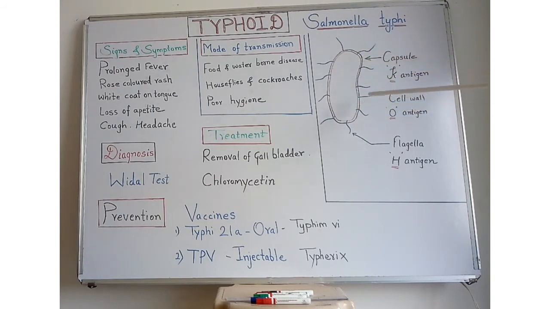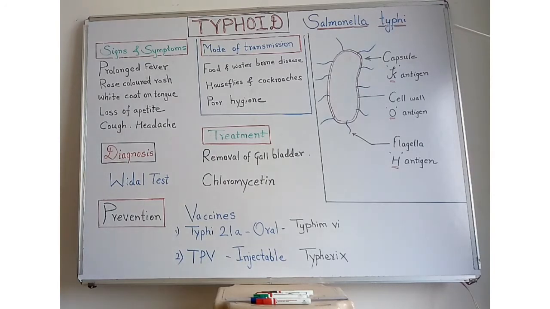Salmonella typhi is a gram-negative bacteria. The difference between gram-positive and gram-negative bacteria is, in gram-positive bacteria, the cell wall is very thick and is made up of peptidoglycan, whereas in gram-negative bacteria, the cell wall is thin and is made up of peptidoglycan. In gram-positive bacteria, the lipid layer is absent, and in gram-negative bacteria, the lipid layer is present.